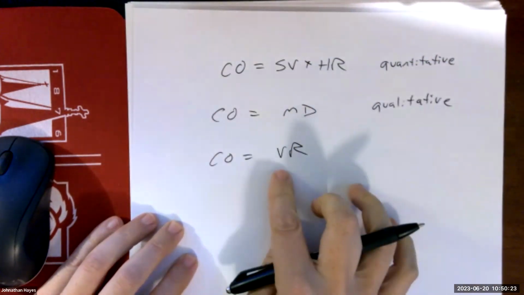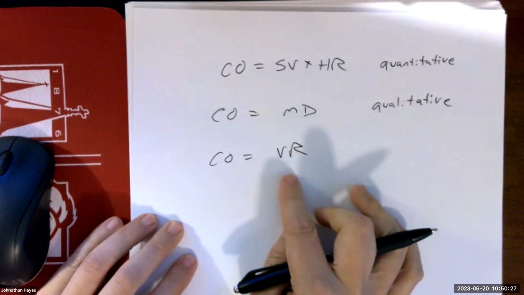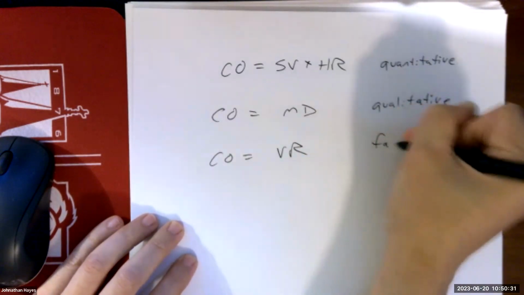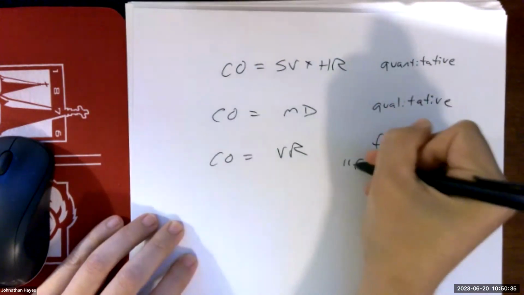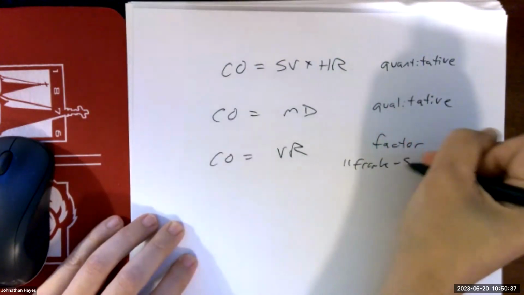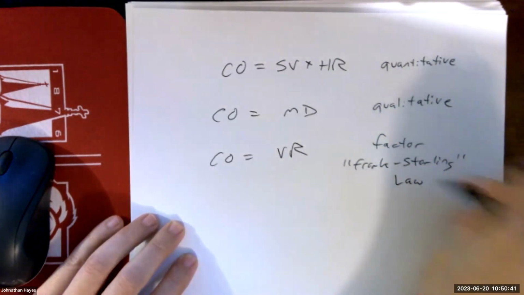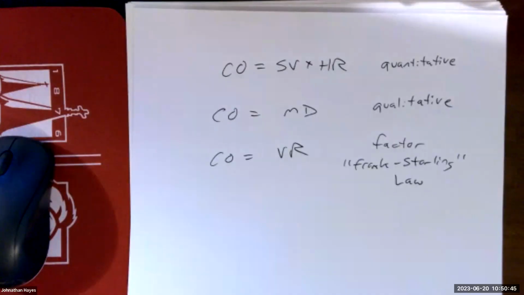And then this is a limiting, or it could even be a stimulating factor, right? So we'll just call this a factor. And this by name is called the Frank-Starling law. I like law. Or you can call it the Frank-Starling mechanism. You can use it to your advantage.